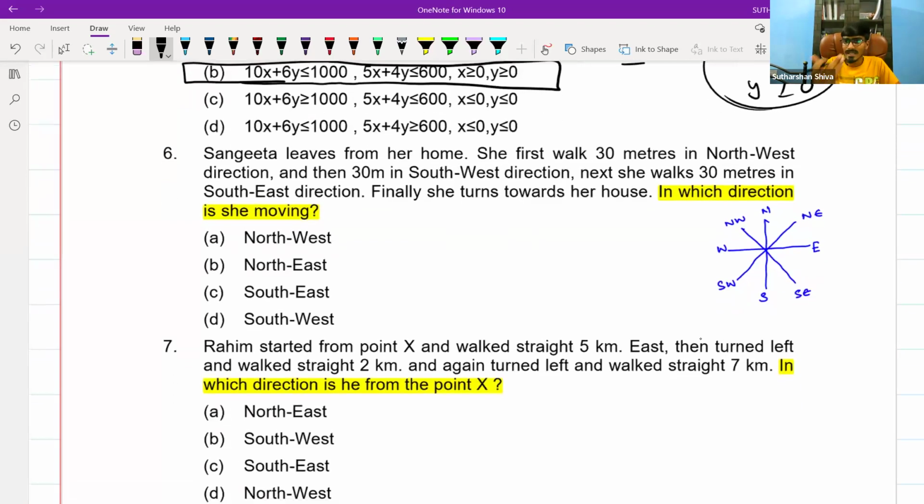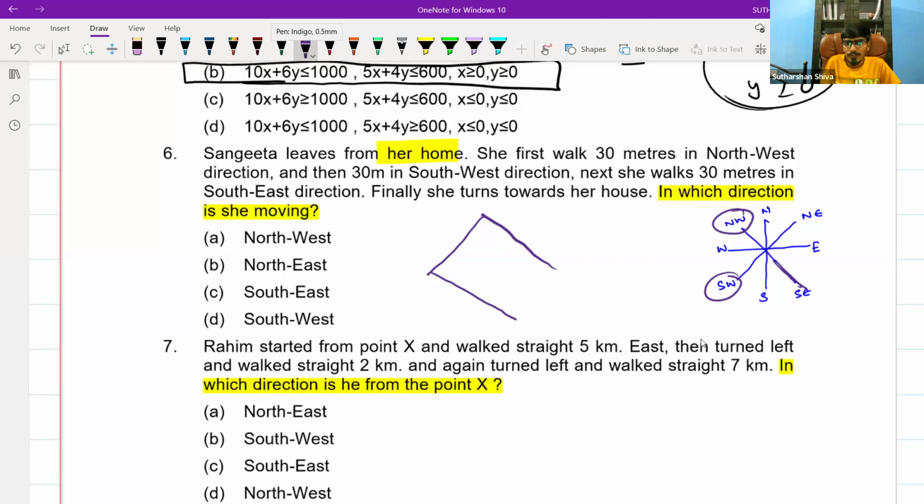Based on the logical reasoning direction test. Sangeeta leaves from her home. She first walks 30 meters. Directly we will do without reading the question. First walk is 30 meters to northwest, and then southwest. Southwest direction is what? This side, no? 30 meters. Fine. Next, she walks 30 meters in southeast, towards this side.